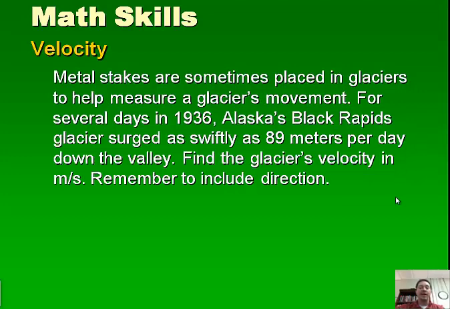Instantaneous speed. Alright, so let's look at a math skill here. We're looking at velocity. Metal stakes are sometimes placed in glaciers to help measure a glacier's movement for several days. In 1936, Alaska's Black Rapids Glacier surged as swiftly as 89 meters per day down the valley. We want to find the glacier's velocity in meters per second, and we want to include direction. Before we do that, notice that it said they placed a stake. So we've got this reference point to help us indicate that movement occurred.